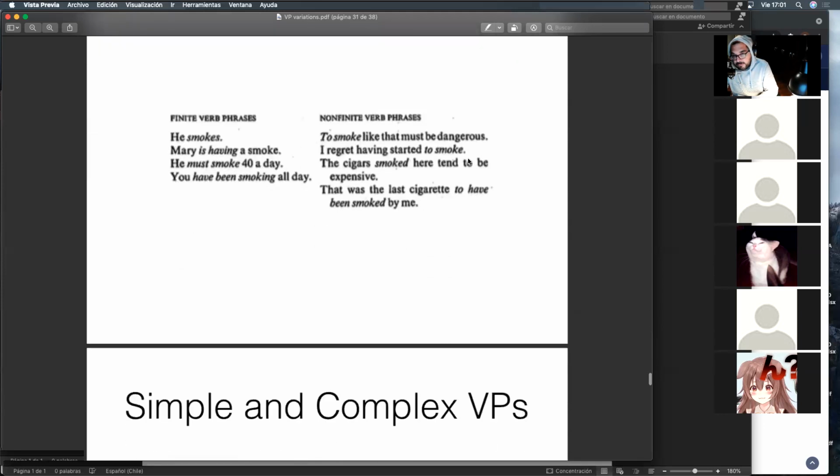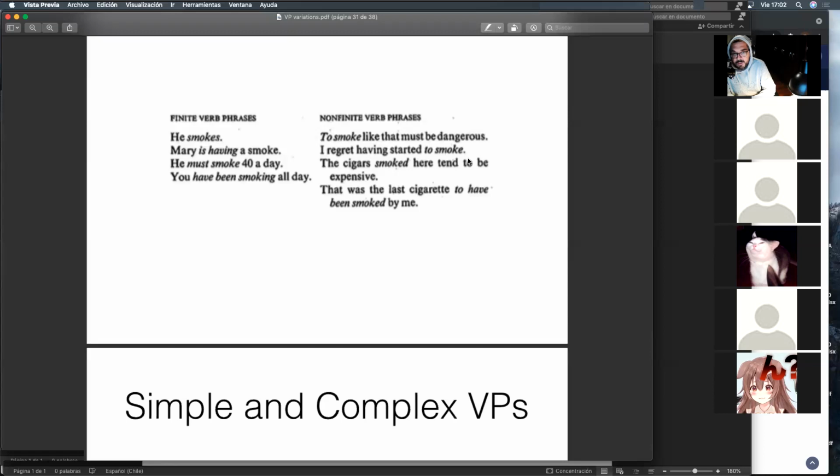So here we have finally a chart. Finite verb phrases, all of these are finite verb phrases. He smokes. The verb phrase is smokes, where we have a main verb, one single verb, and that verb is in its S form, Z2. Mary is having a smoke is another finite verb phrase. The verb phrase is having.